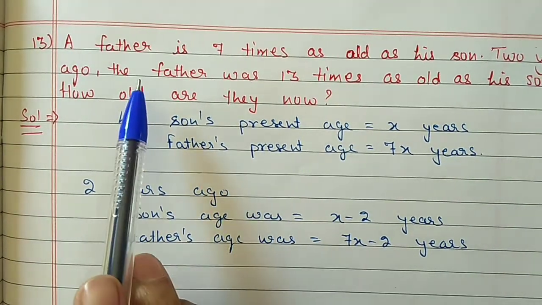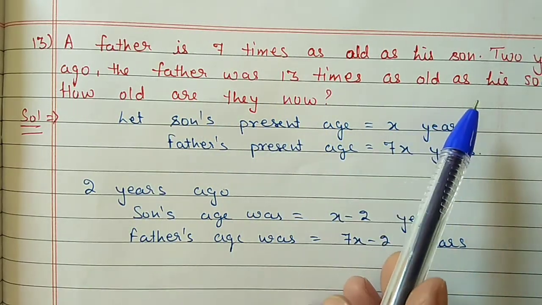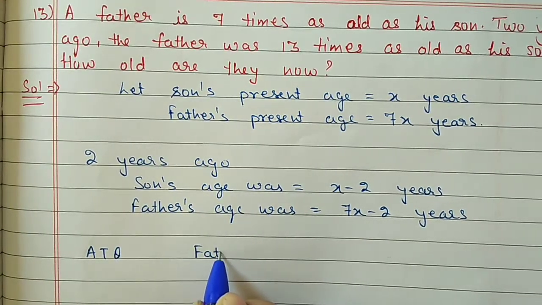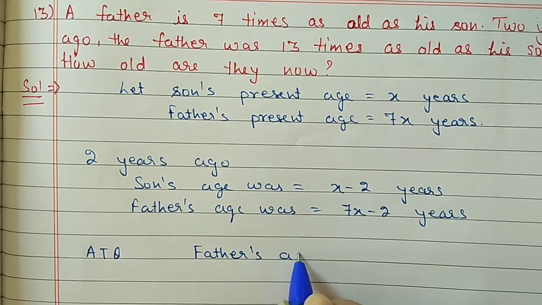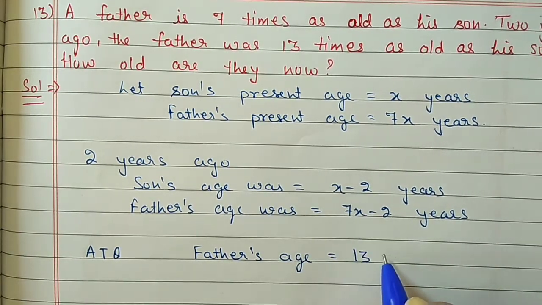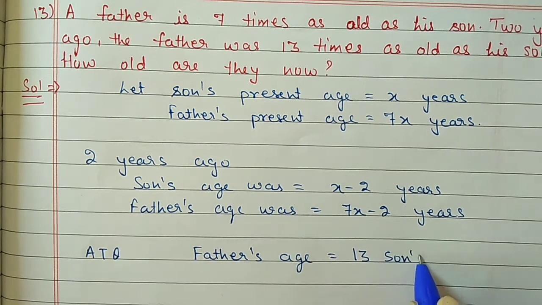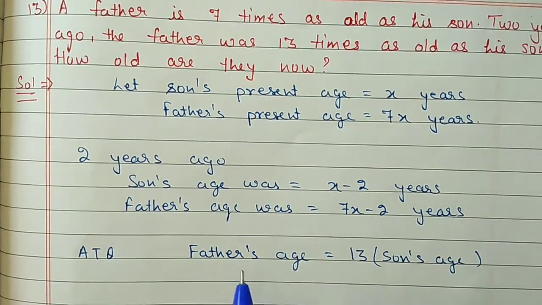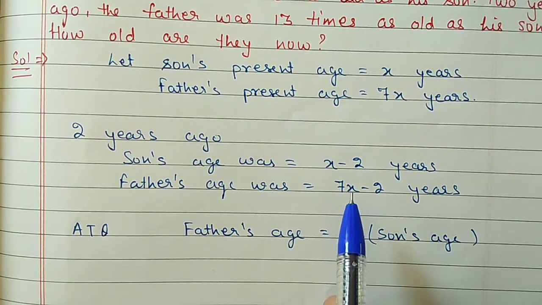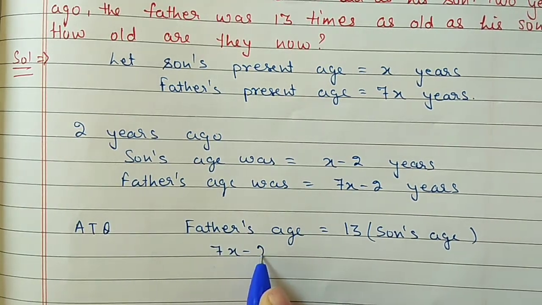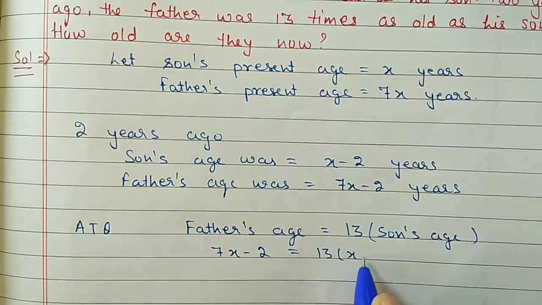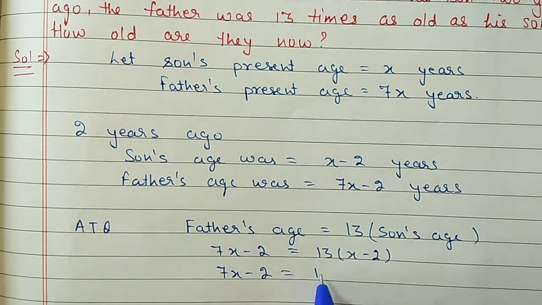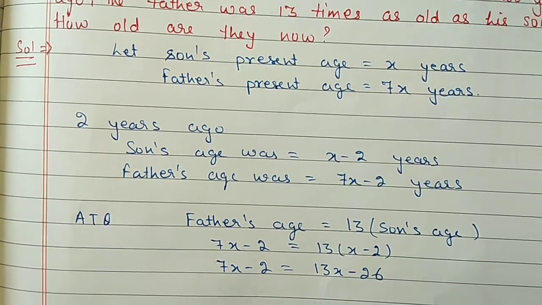Now 2 years ago the father was 13 times as old as his son. So what was the condition according to the question? 2 years ago father was 13 times of son's age. Times means we have to multiply 13 with son's age. Now we can substitute the values here. Father's age 2 years ago was 7x minus 2, and the son's age was x minus 2. Now we can remove this bracket. 7x minus 2 is equal to 13x minus 26.